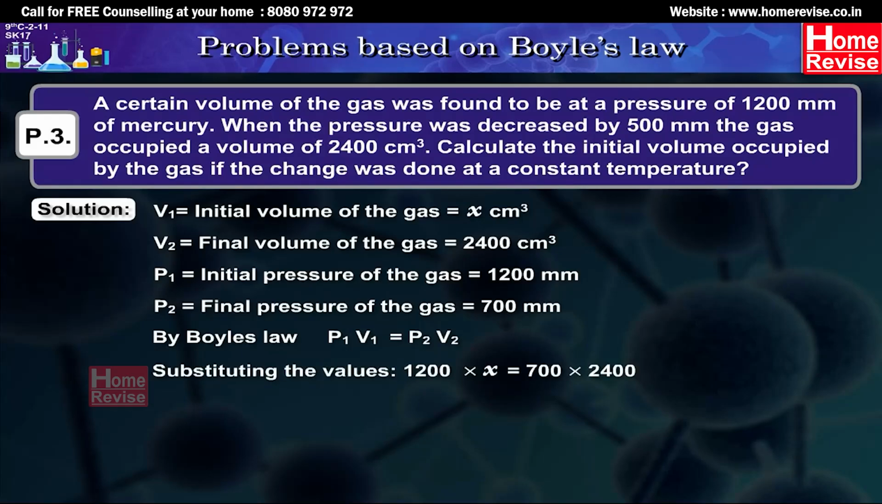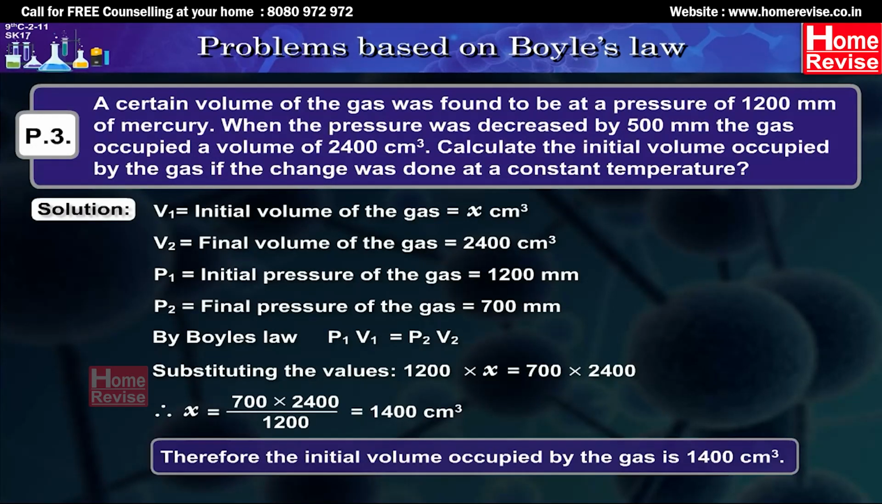Substituting the values, 1200 into x is equal to 700 into 2400. Therefore, x is equal to 700 into 2400 upon 1200, which is equal to 1400 centimeter cube. Therefore, the initial volume occupied by the gas is 1400 centimeter cube.